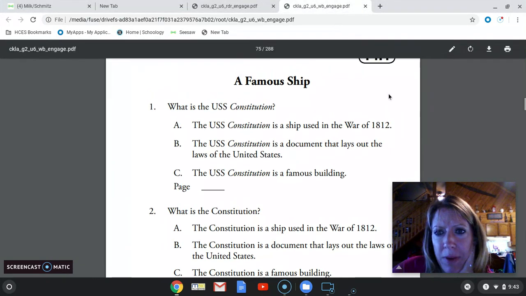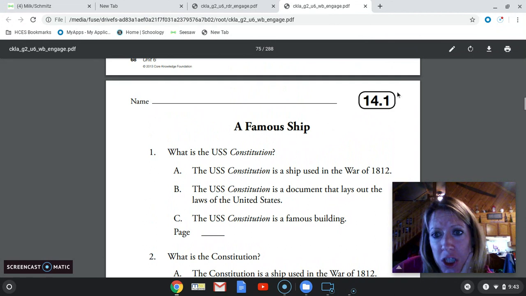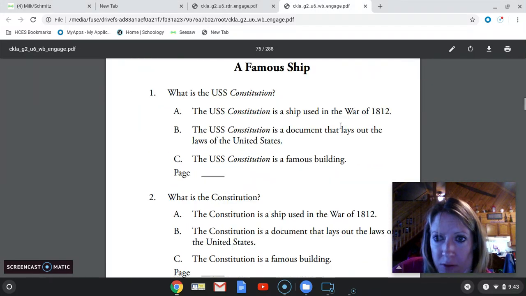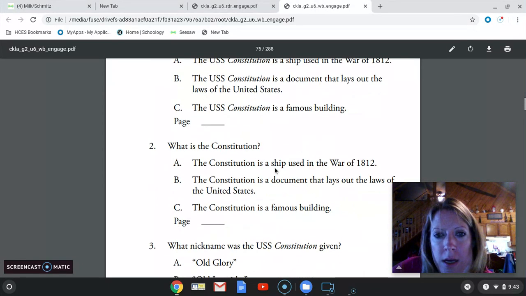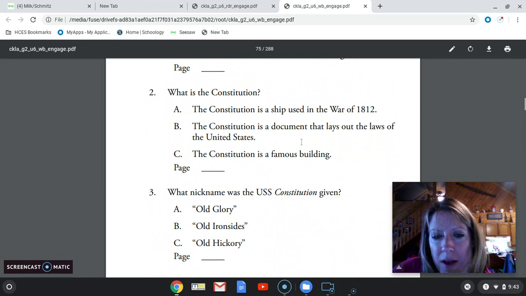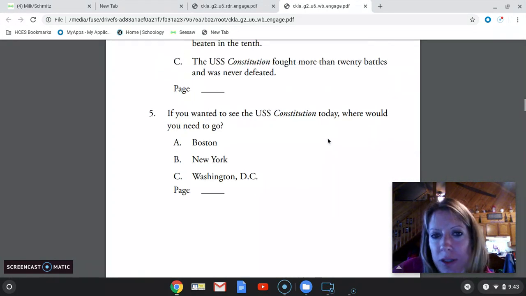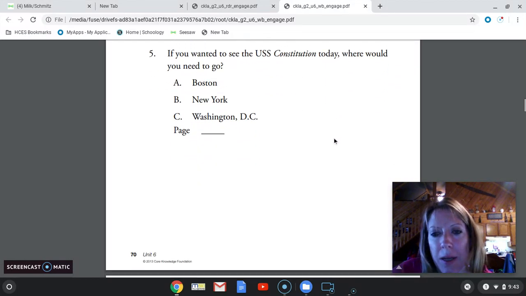Let's flip to our workbook pages. So this is the worksheet that you need to submit today after reading A Famous Ship. You should answer the multiple choice questions on 14.1 and put the page number that you found the answer. It's 2 sides, just 5 multiple choice, pretty easy, and then take a picture and submit it.